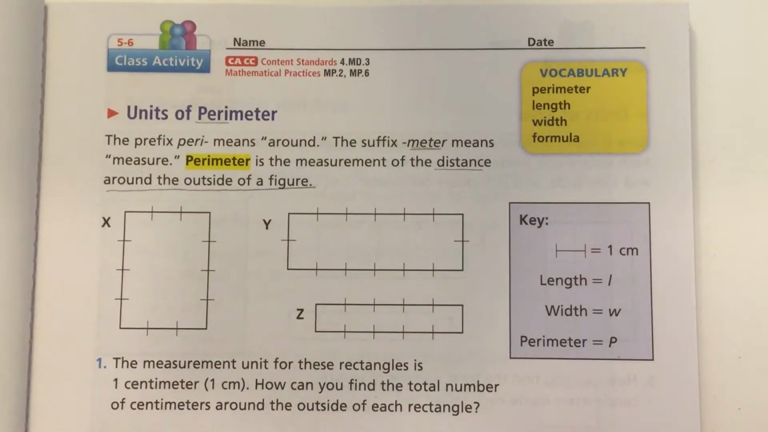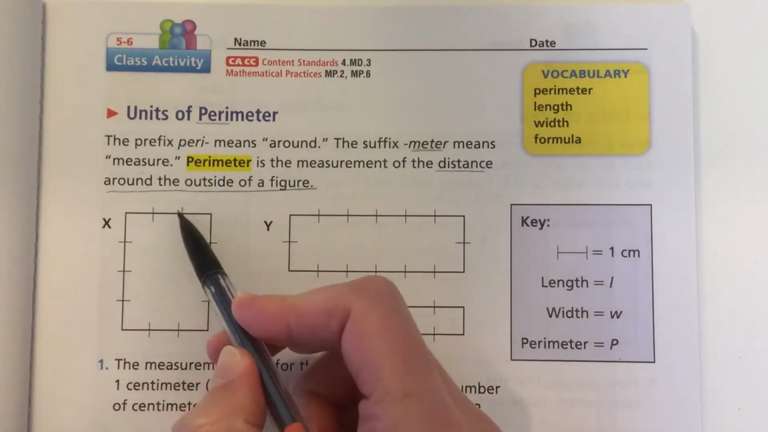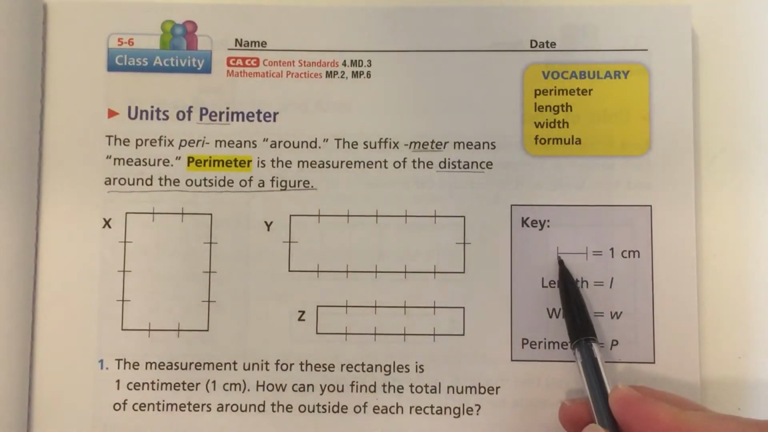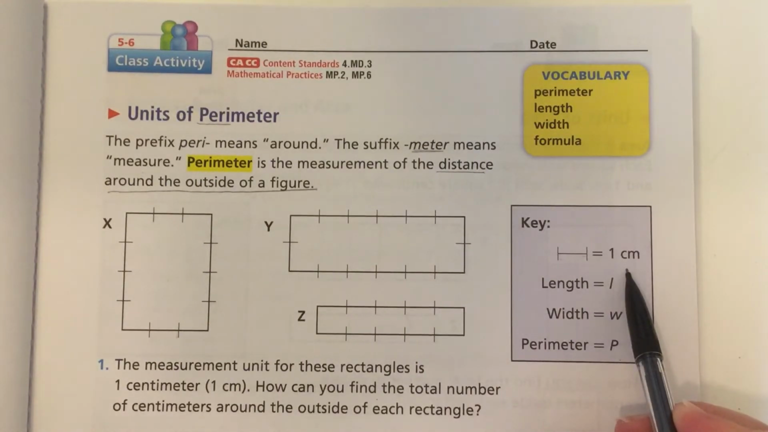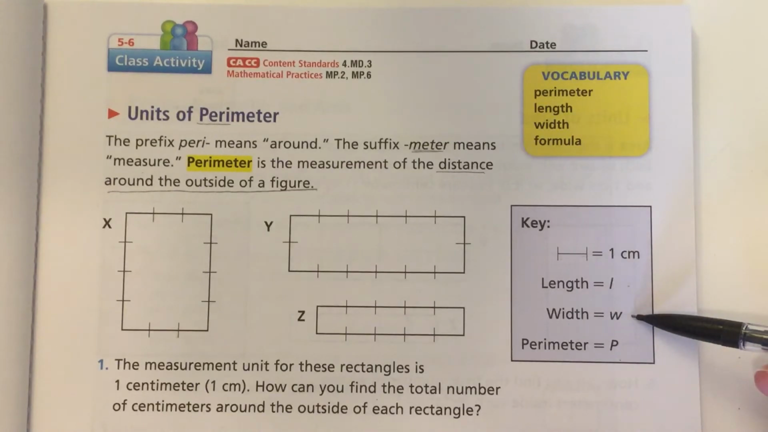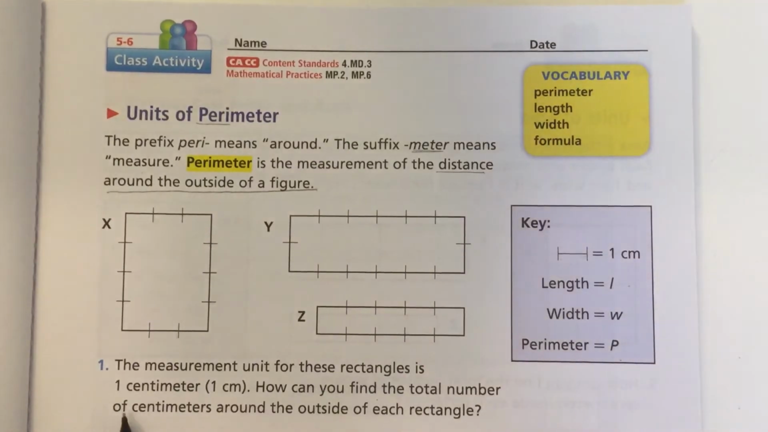Okay, so here they've given us 3 quadrilaterals, and you can see that they've got little, we've called these tick marks before, haven't we? Little lines here. And the space between those lines, we can see in our key here, is 1 centimeter. So then we have some letters that we use when we're measuring perimeter and area. Any time that we're looking at the length, we're going to use a lowercase l, width, lowercase w, and perimeter, capital P. Okay, so it says the measurement unit for these rectangles is 1 centimeter.